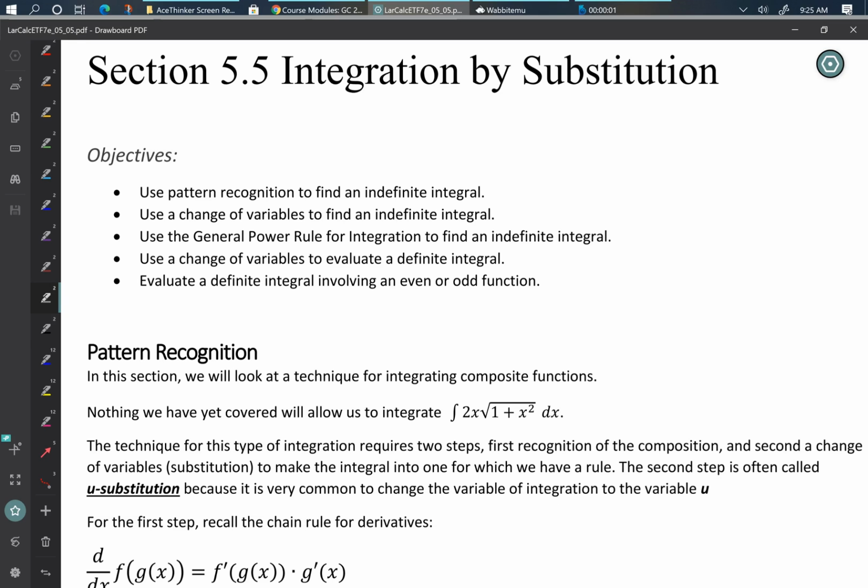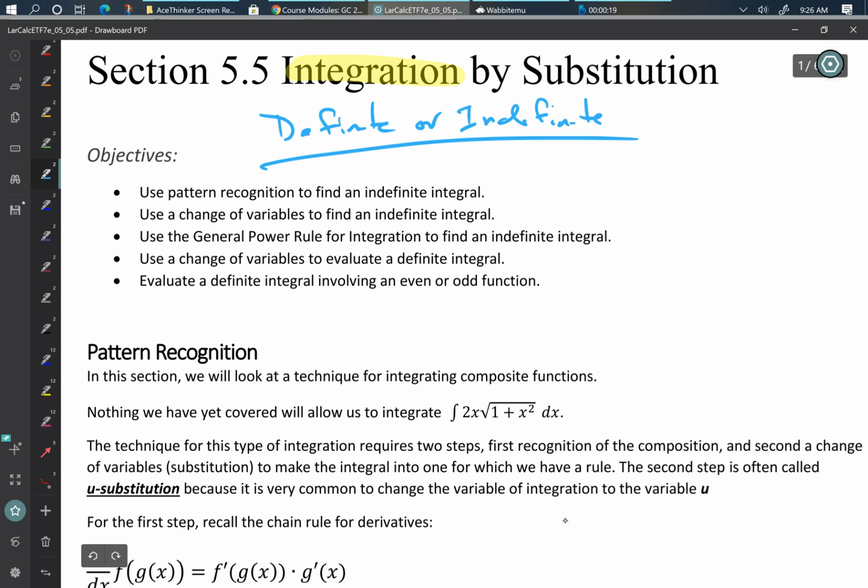Welcome to section 5.5. In section 5.5, you're going to take a look at an integration technique, a way to do integrals. That could be either definite or indefinite, because this is not about finding the end value, but a technique that we're going to use to find that antiderivative. And this is an integration technique.